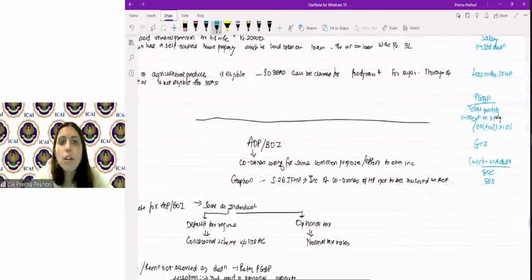Okay, now how will you come to the tax rate calculation? What will be the tax rate calculation? Yes, students. What will be the tax rate calculation? Let me see who gives me the answer.